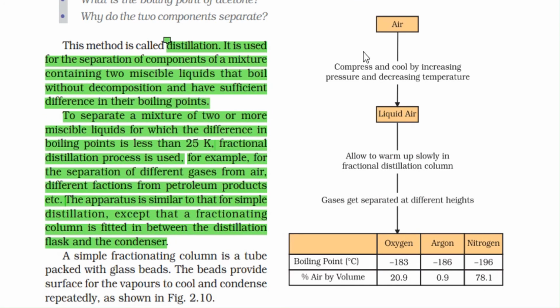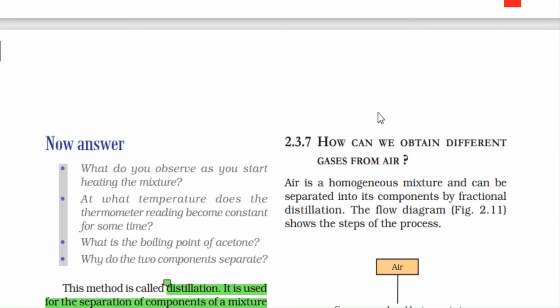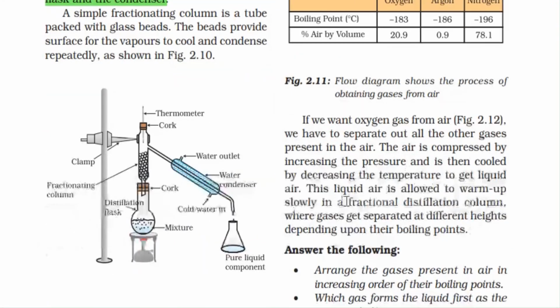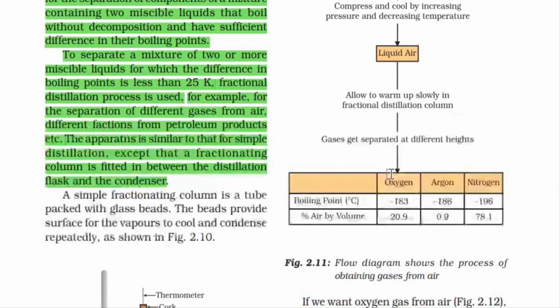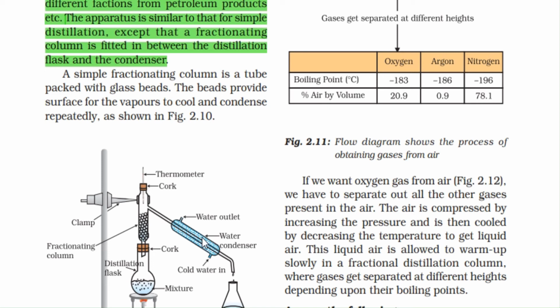So air is compressed and cooled by increasing the pressure and decreasing the temperature. Then we get liquid air, which is allowed to warm up slowly in the fractional distillation column. So put this liquid air in this flask and allow it to warm up, so that at different temperatures different components of the air will vaporize, come out as vapor, and be collected in the other beaker after using a condensing jacket.